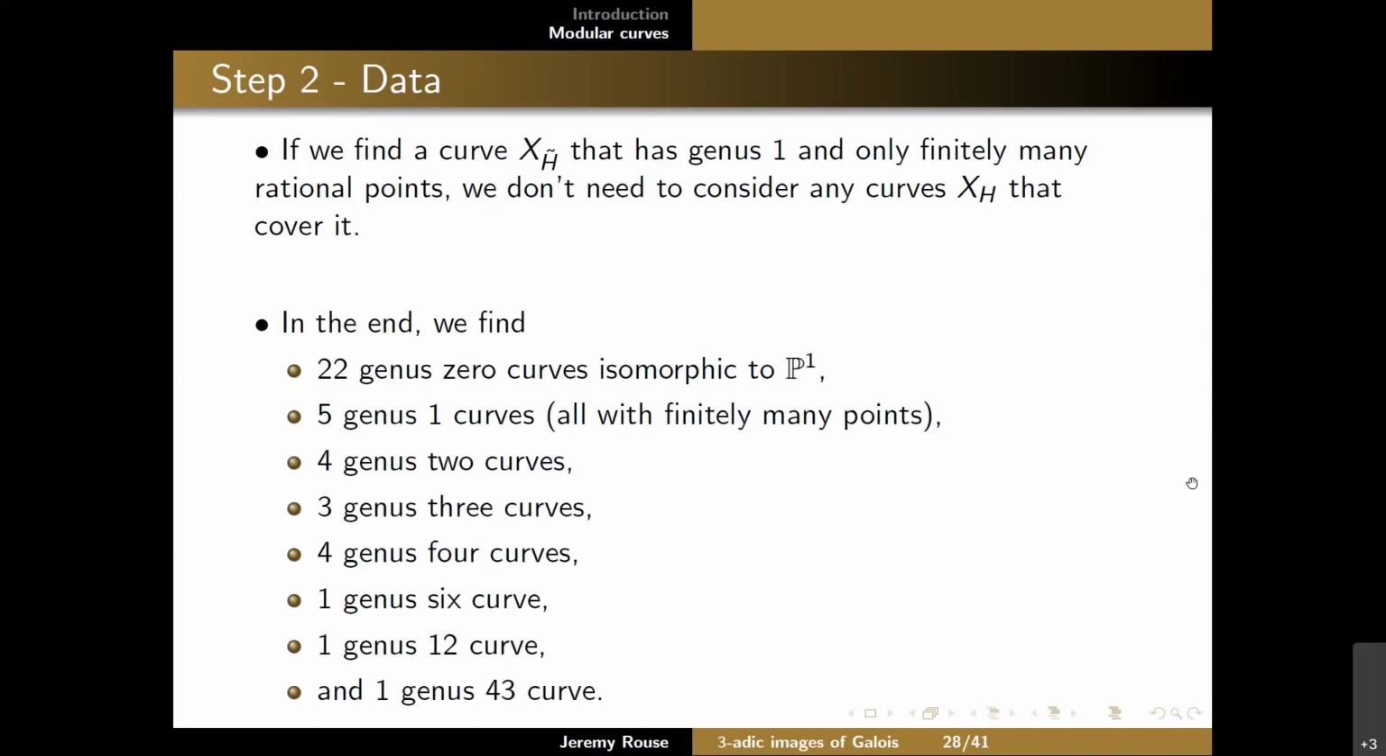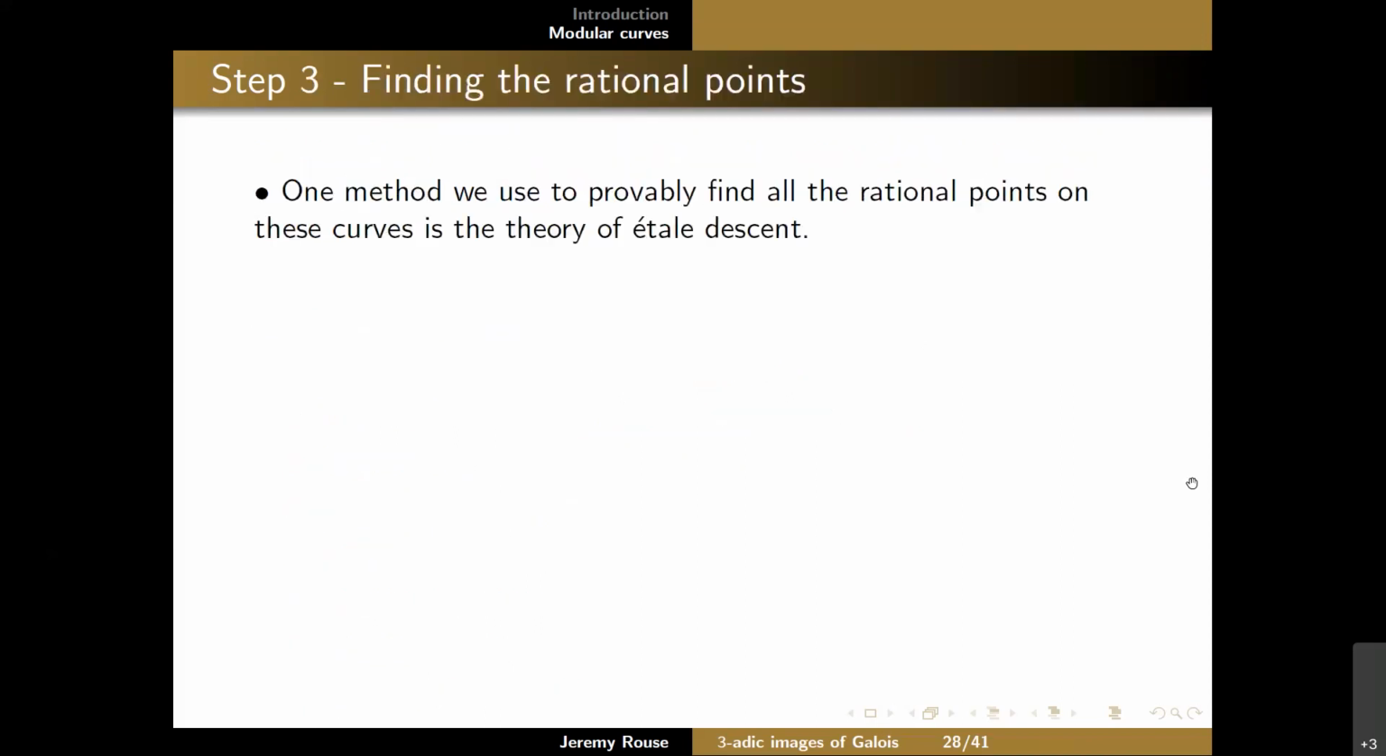When we were doing the 2-adic classification, we never had any curves that had genus greater than or equal to 7. And so the genus 12 and the genus 43 are maybe more concerning or more difficult than what happened in the 2-adic case. And I'll talk about each of the 3 very high genus curves. So now we're in the situation where we want to provably find all the rational points on these modular curves. This is a challenge. Faltings' theorem is not effective.